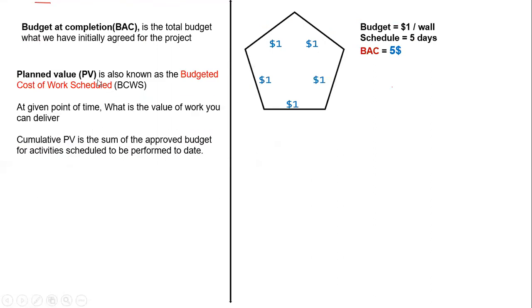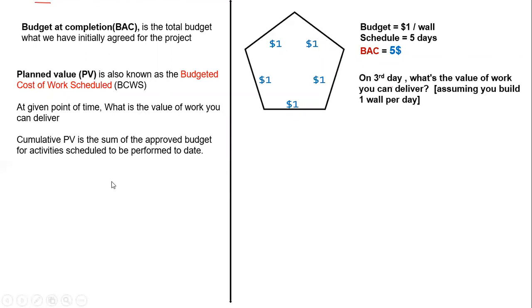Now the planned value is, at a given point of time, what is the value of work that you can deliver? So maybe someone can answer this. On the third day, what is the planned value on day 3? Yeah, Chandru is saying $3. Yes, it's as simple as that. You have completed 3 walls, which means that 60% of the work you have done. So 60% of 5 is $3. So that's your planned value.